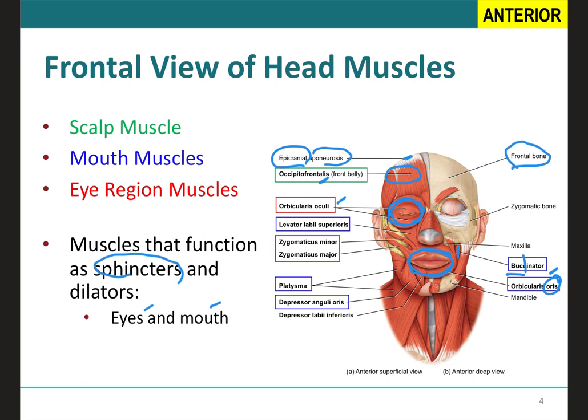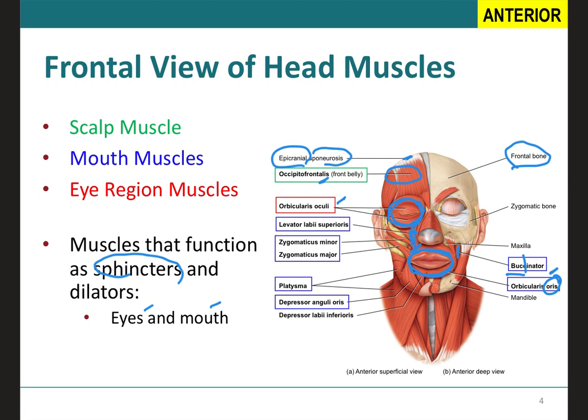Then we can go on to the levator labii superioris, which will originate on the maxilla and insert on the orbicularis oris, as we can see over here. Therefore, when it contracts, it will raise the upper lip, just like the name says, elevates the superior part of the lip.